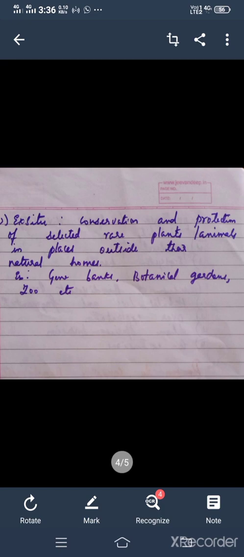Ex situ conservation. Conservation and protection of selected rare plants or animals in places outside their natural homes or natural habitats. We take some of the animals and plants from the natural habitat, and we conserve them in other places, providing the habitat, the food, everything which is necessary for these organisms, and it is called ex situ conservation. Examples are gene bank, botanical garden, zoo, etc.